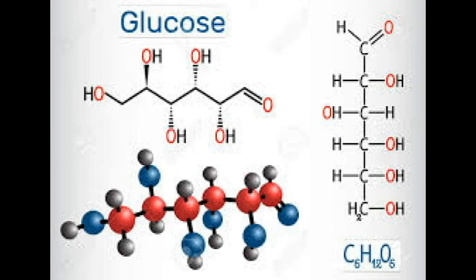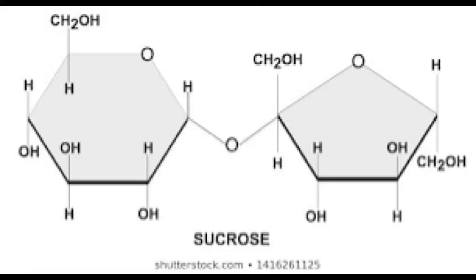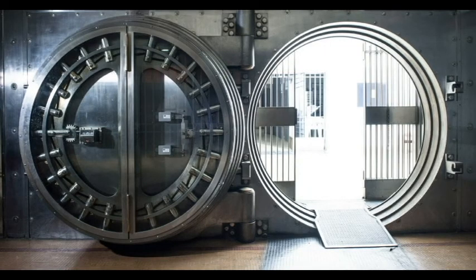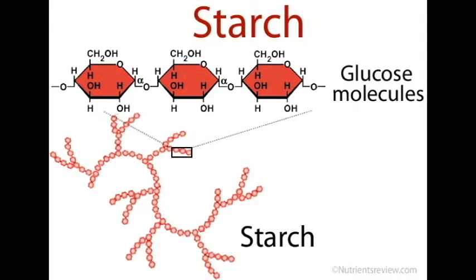Glucose is too reactive to be transported through the plant, so it is turned into sucrose, a much more stable and less soluble sugar. When glucose is stored, it is stored as starch, a very, very, very complex sugar molecule, also known as a carbohydrate.